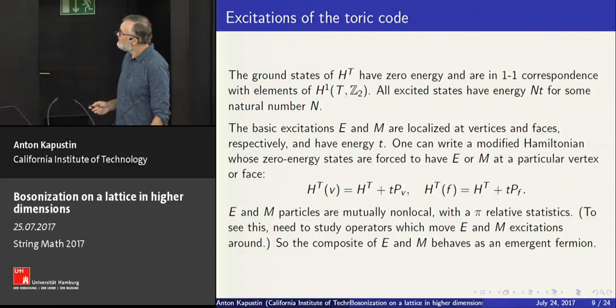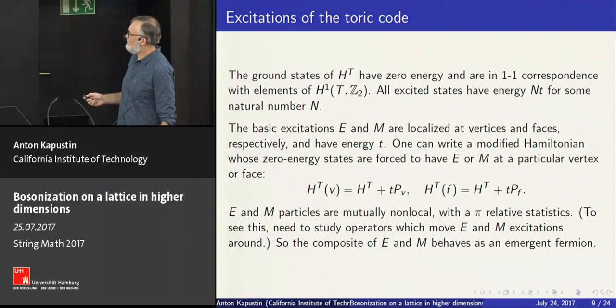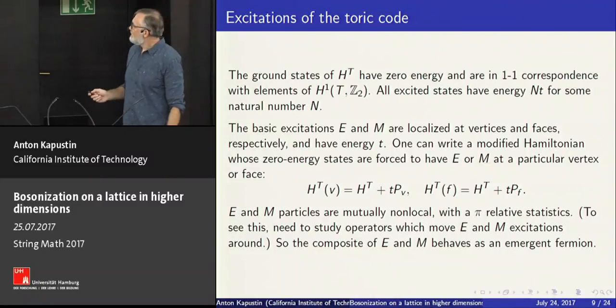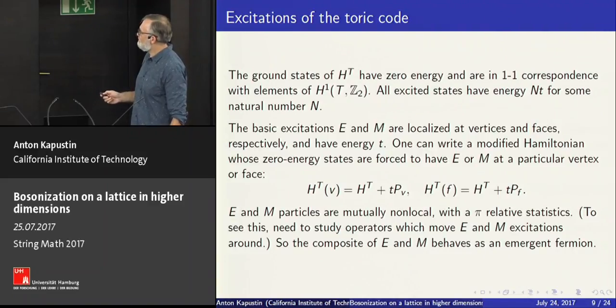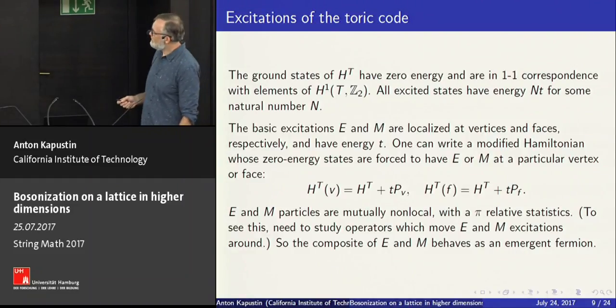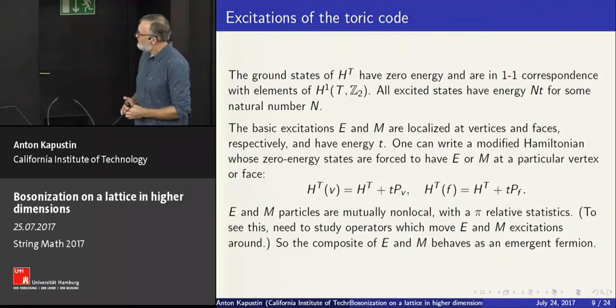Okay. So you can see that first of all, naturally the electric particle lives on the vertices, and the magnetic ones live on faces. They're also mutually non-local, which is not very obvious here. To figure this out, there's actually pi relative statistics between these kinds of particles. You can look up in Kitaev's paper why that's true. So for this, one needs to consider operators which move these particles, or rather sources, around.